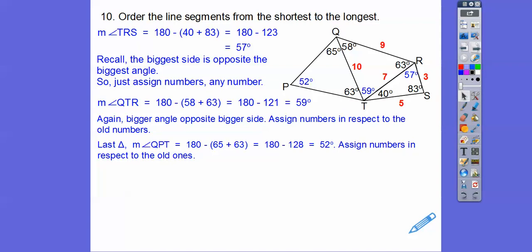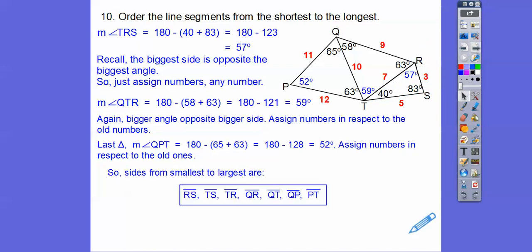So given all those lengths right there, now we can order these from smallest to biggest. So shortest to longest, or smallest to biggest. This one's the smallest side, RS, and then this is the next smallest side, so ST, and then TR. And then just keep going around. So I get that right there, with all those imaginary red numbers.